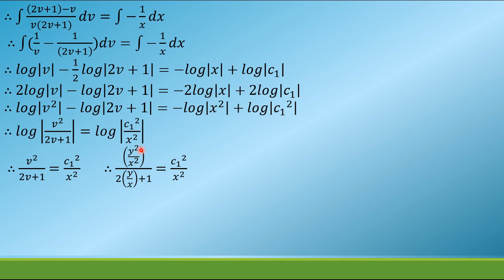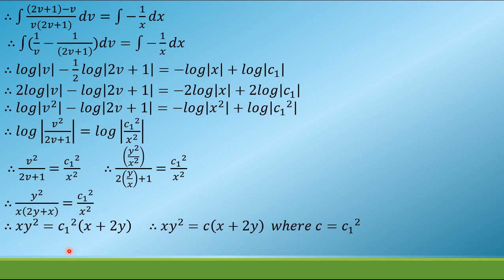Now replacing the value of v to be y upon x, we came to this stage. So after simplifying, y square upon x, 2y plus x, c1 square upon x square, multiply by x gets cancelled, xy square is equal to c1 square into x plus 2y. I changed the order. Now c1 square we will replace by another constant c. So this is the answer of the problem, the general solution. This is a 4-mark question, note the point.